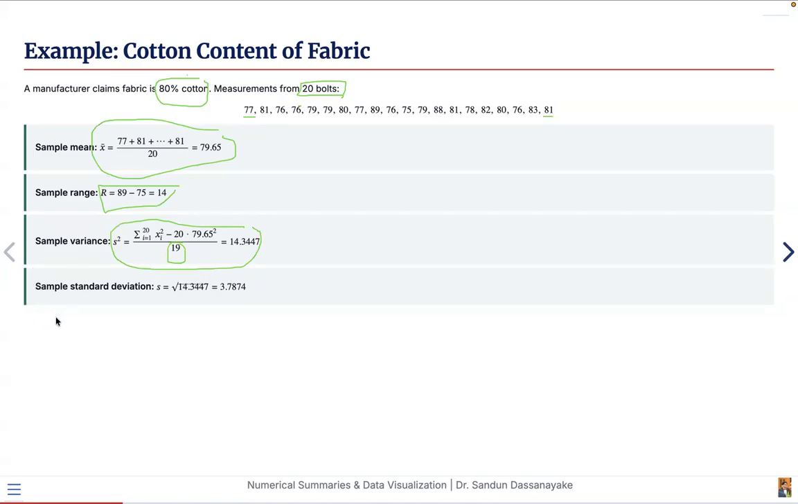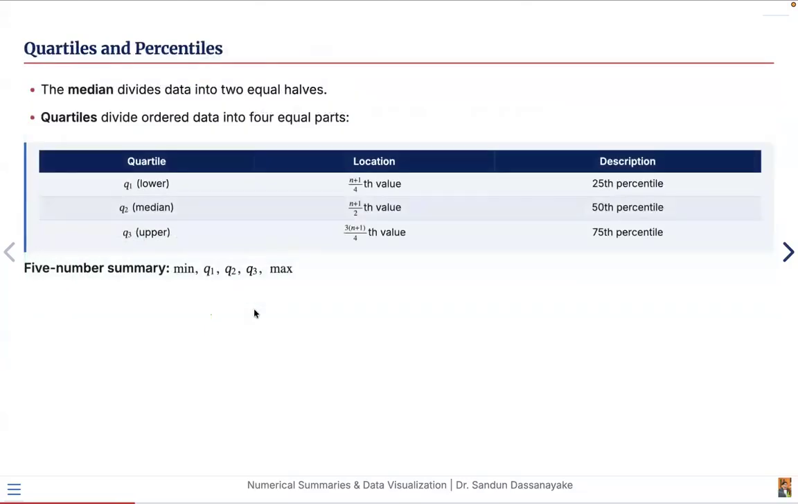Now let's look at something further to that. I talked about the quartile in the previous discussion. The median divides data into two equal halves. Quartiles divide ordered data into four equal parts. So think about this like a grade 5 scholarship question. How many poles can you put between two ends so that the space is divided into four?